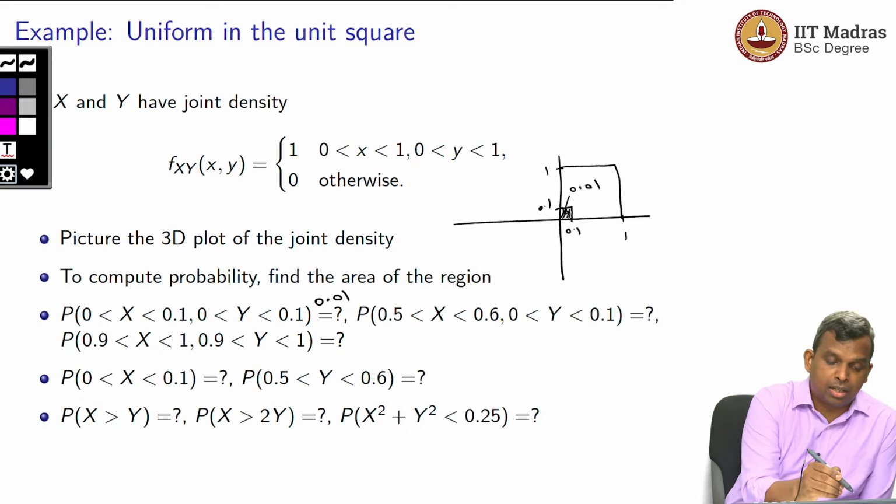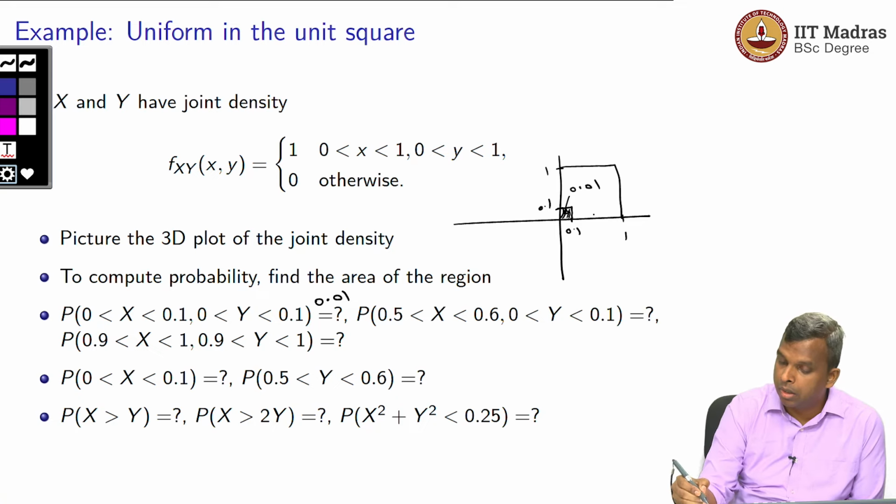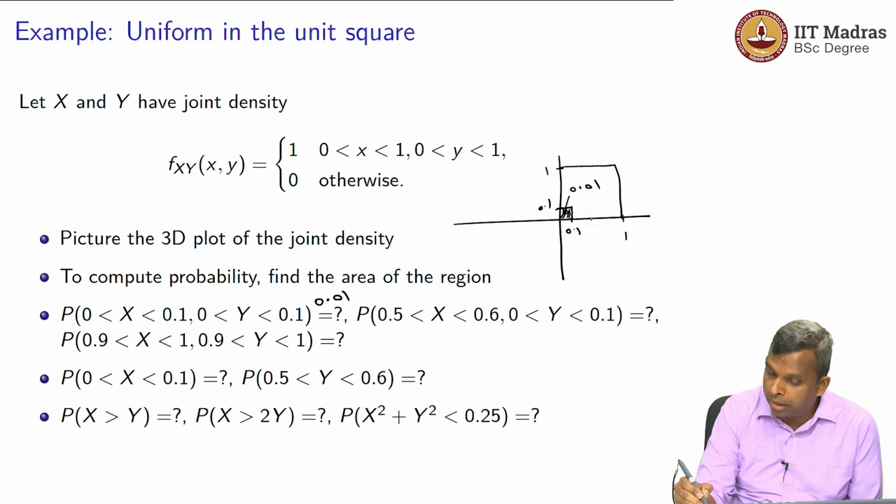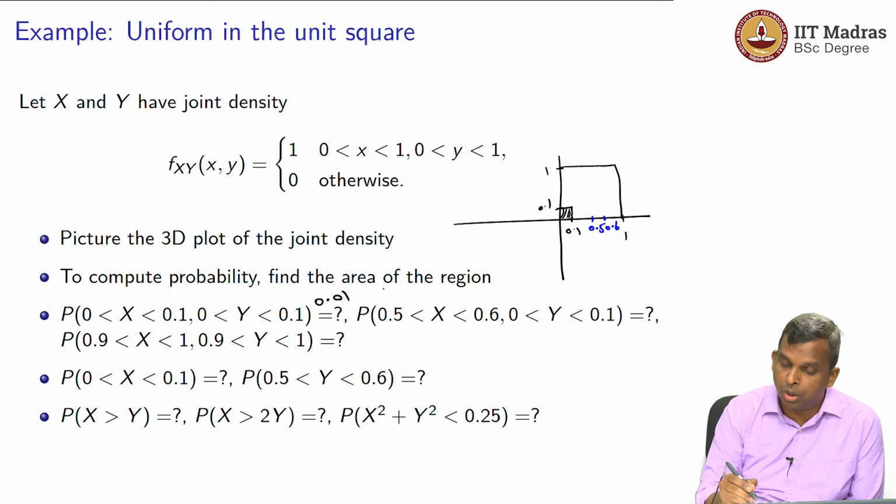So maybe I'll change the color, okay? x is between 0.5 and 0.6. I don't know how many colors I can do here, so maybe I should erase this. Okay, so that's 0.01, it's black in color. And then y is between 0 and 0.1, so it will lie in this thing.